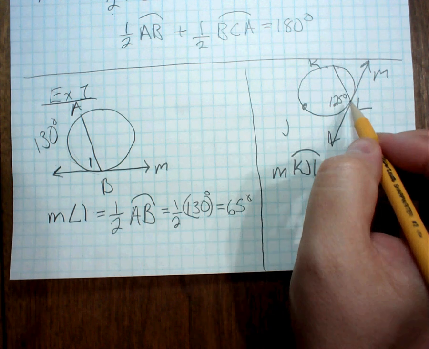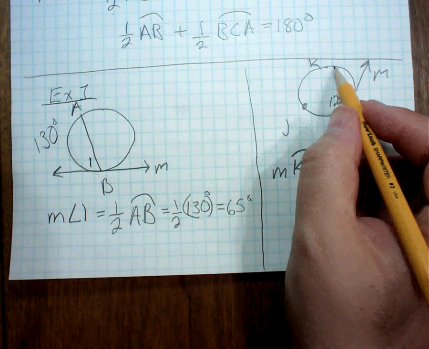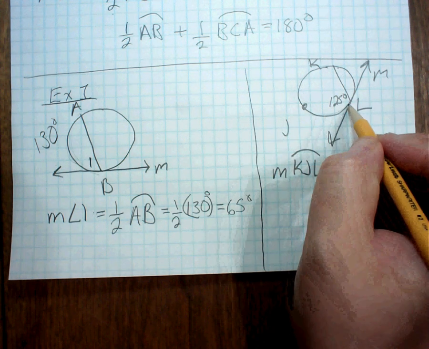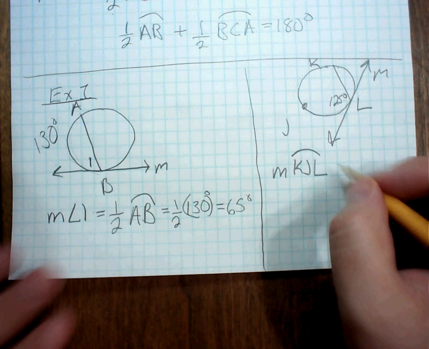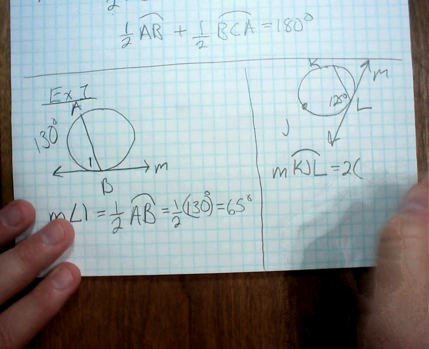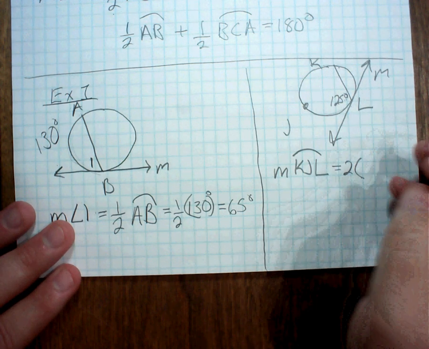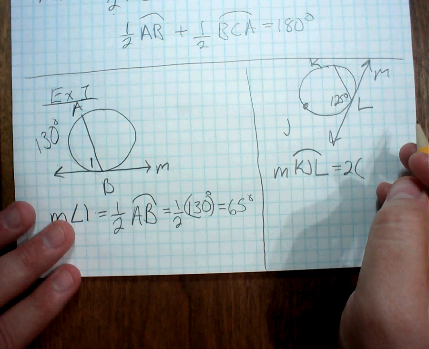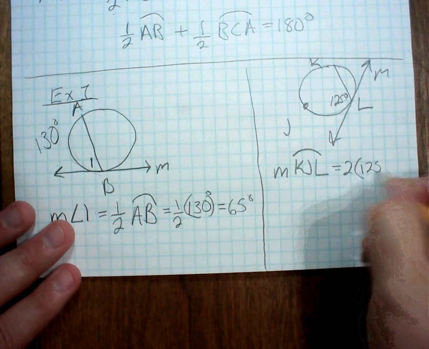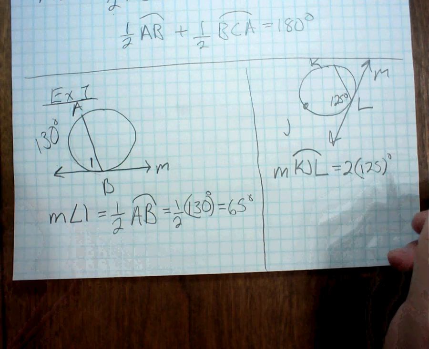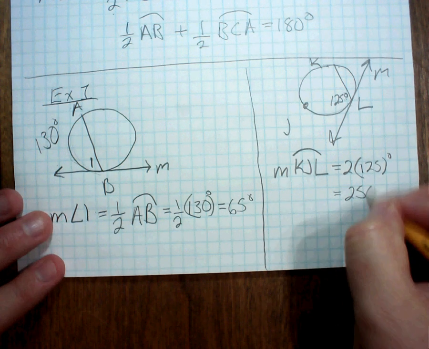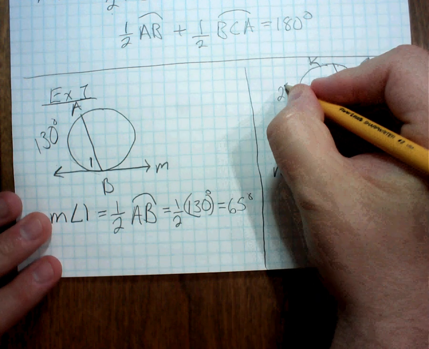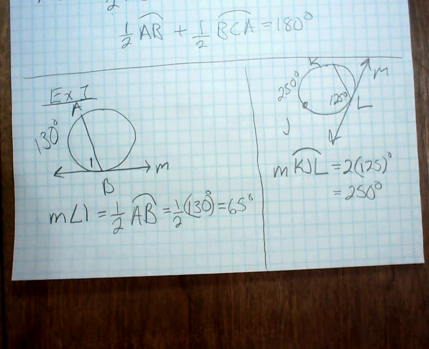Alright, so the relationship is, if this is a measure and this is 1/2 that, then we reverse that and multiply by 2. In other words, this is equal to 2 times this angle here, which is 125 degrees. So then it would equal 250 degrees. And that is basically it.